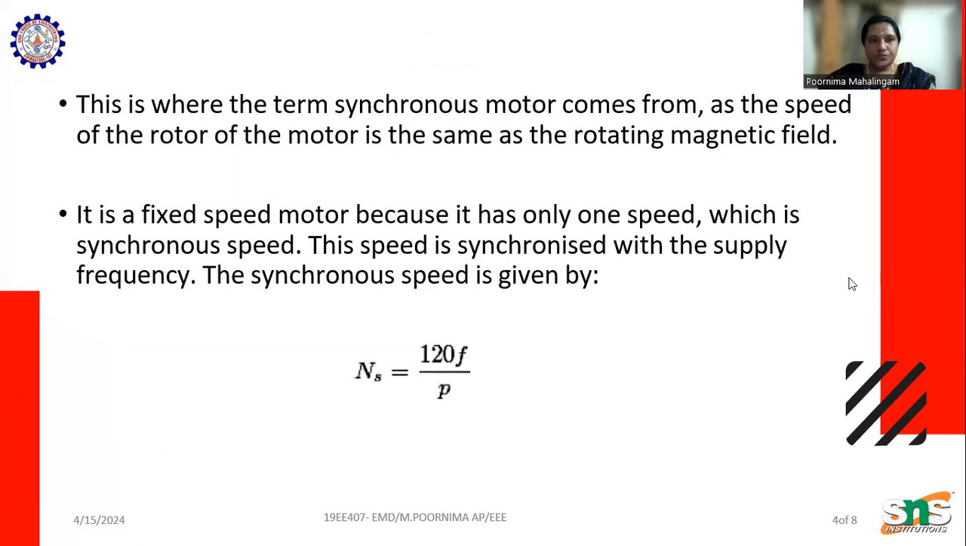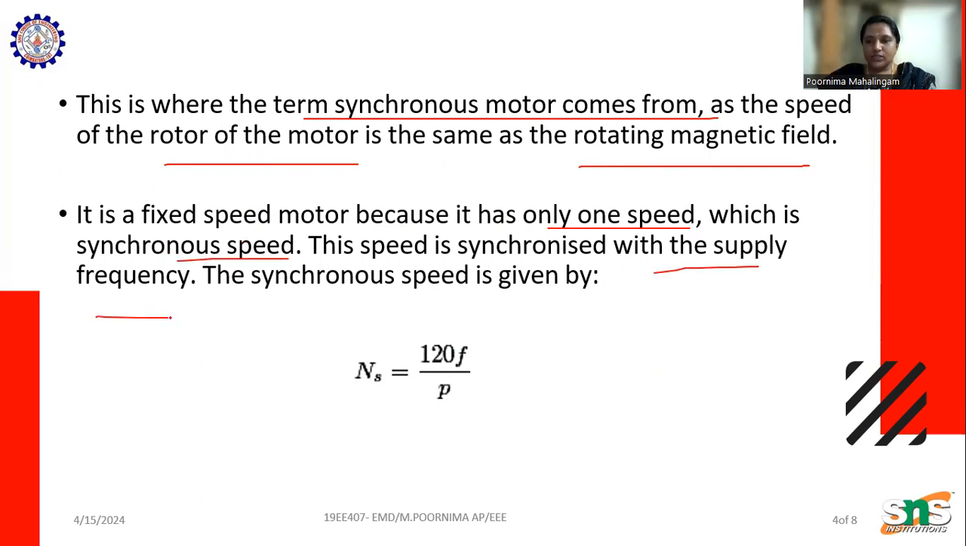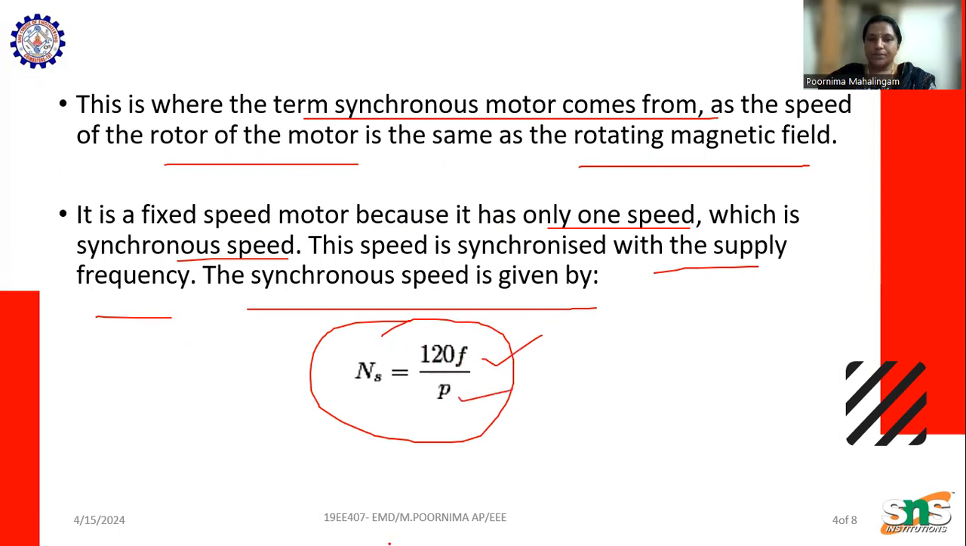Now, where does the term synchronous motor come from? The speed of the rotor of the motor is the same as the speed of the rotating magnetic field. It is a fixed speed motor, because it has only one speed, synchronized with the supply frequency. The synchronous speed is given by Ns equal to 120 f by P, where f is the frequency and P is the number of poles.